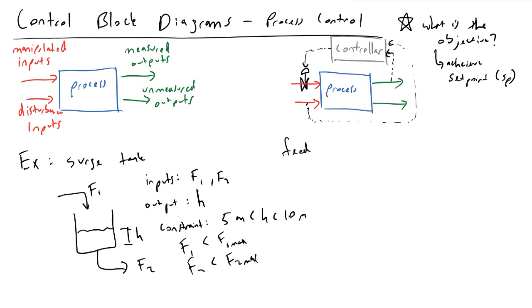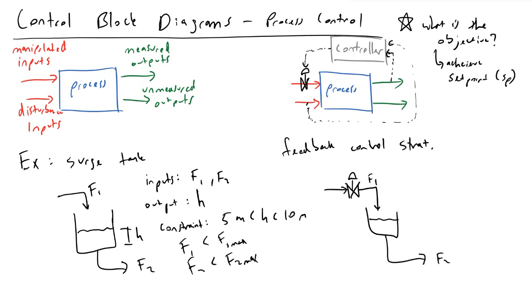Feedback control strategy, or strat as my friends would call it. In this case, for the sake of simplicity, I'm going to say that we have some kind of valve on our inlet stream F1. It's going to flow into some tank, the same tank that we had previously. And we're going to have an exit stream F2, so that is stream F1.